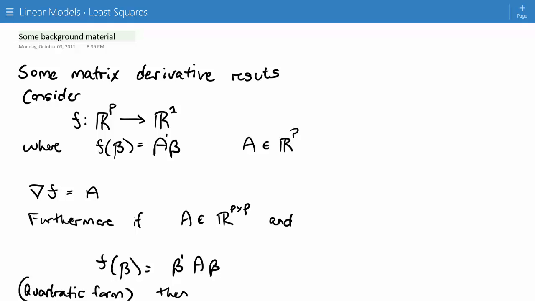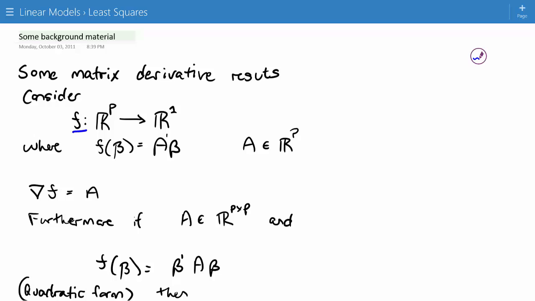Let me give some results that will help us orient some of our linear algebra and calculus tools toward what we need to develop least squares, kind of thinking about these tools in a little bit more of a statistical sense. So take, for example, some matrix derivatives that come up very commonly in statistics.